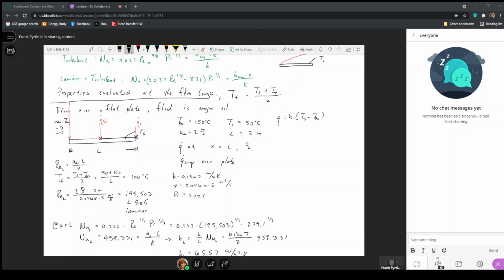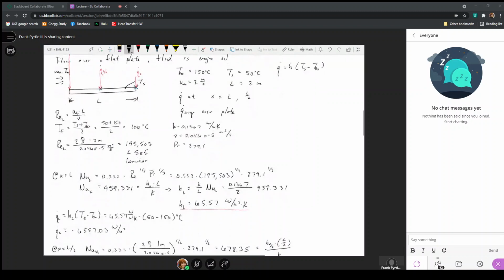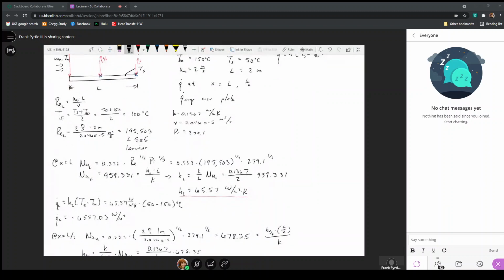So if it's laminar at the trailing edge of the plate, it's going to be laminar over the entire length of the plate. So when we calculated the heat transfer coefficient, or the Nusselt number at x equals L, and then the heat transfer coefficient at x equals L, we could calculate the heat flux as just that local heat transfer coefficient at x equals L times the temperature difference to give us the heat flux.